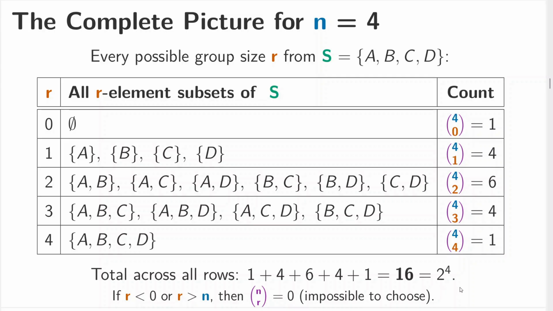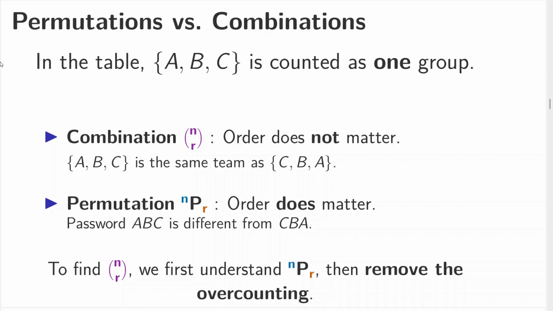Now that we have seen the visual patterns, let us transition to Part 2, Deriving the Formula. How do we calculate these numbers without having to draw out a table every single time? To discover the formula, we first need to clearly understand the difference between permutations and combinations.